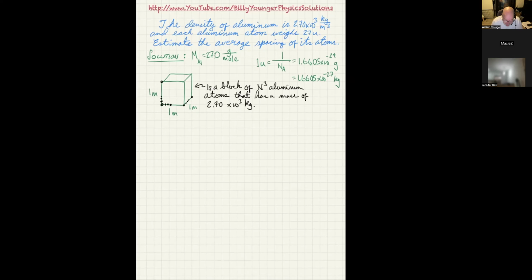Now, the other thing we're trying to figure out is the distance between the atoms. So I'm going to take as a model, let's just imagine maybe 5 atoms.